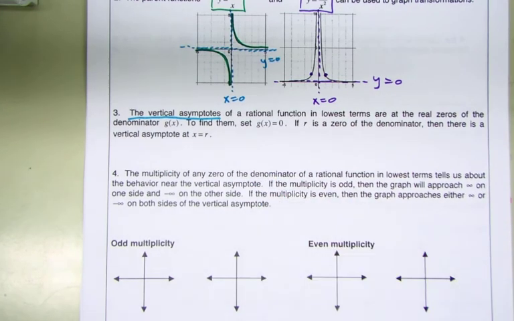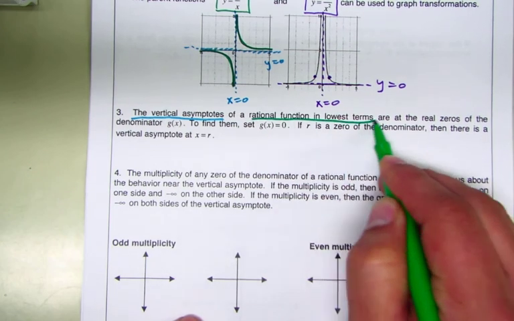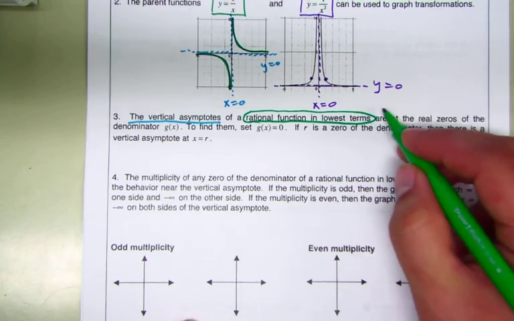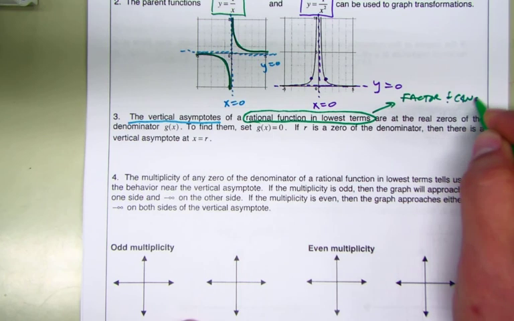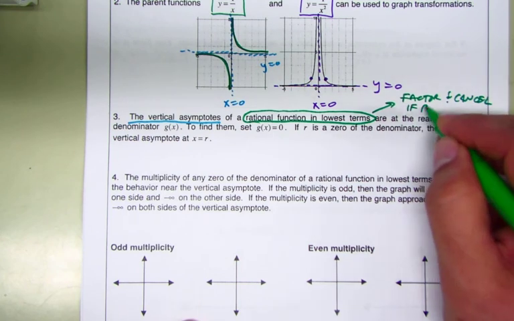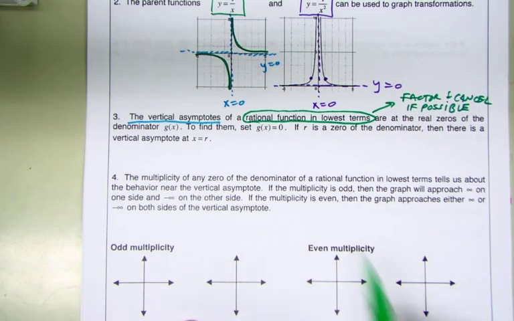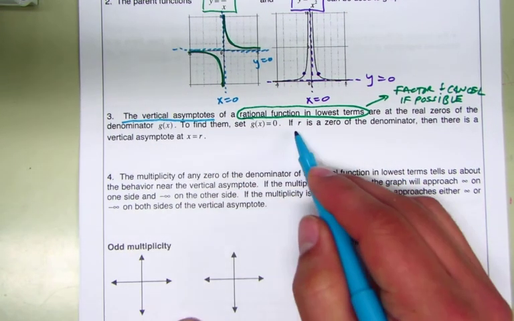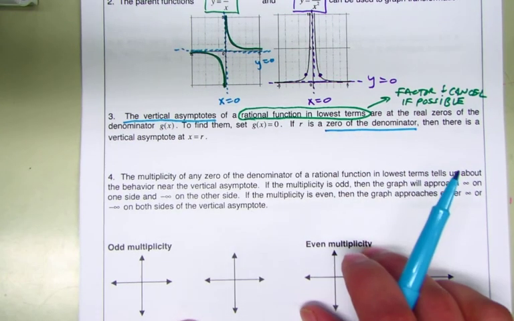Vertical asymptotes. A function in lowest terms is the key. So you have to factor and cancel first if possible. Once you've done that step, in other words, once you've reduced the fraction, then you're going to go ahead and find the zeros of the denominator. So that's what you need to put together right now: vertical asymptotes come from the zeros of the denominator.